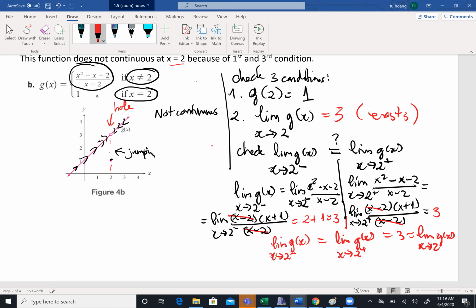Okay, so that is the first and the second, but they both work for this case. But why, when I look at the graph, can I still be sure it is not continuous at x equal to 2, even though the first two conditions are satisfied? So I'm going to move to number 3, the last condition, and check.